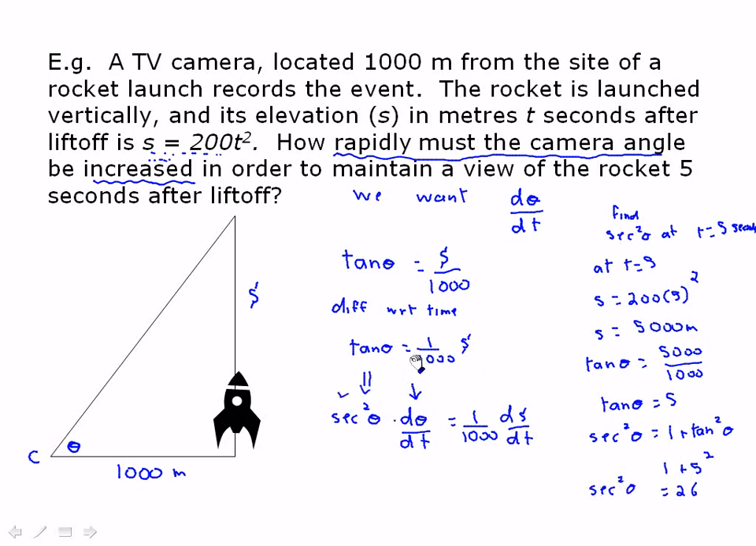So now we got secant squared theta. Now we need to get ds dt. Not a big problem because we do have a formula for s. So getting ds dt should just involve differentiating the formula for s. Now, some questions don't make you do this. They just give you the position, which is easier. This one requires a little bit more from us, but not a lot. S is equal to 200t squared.